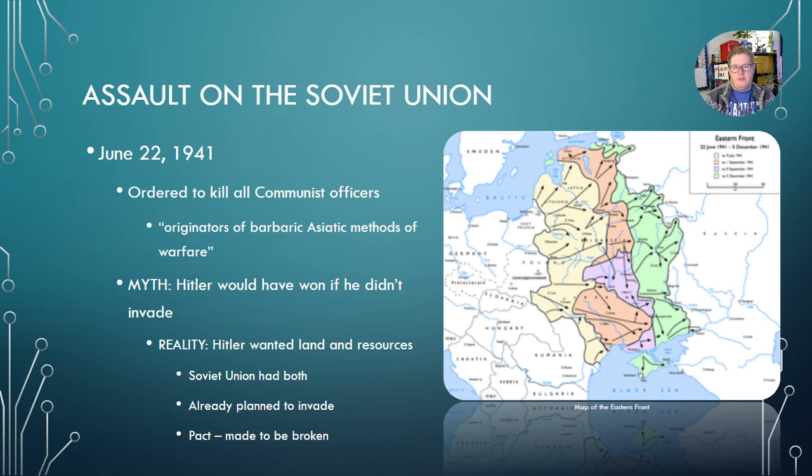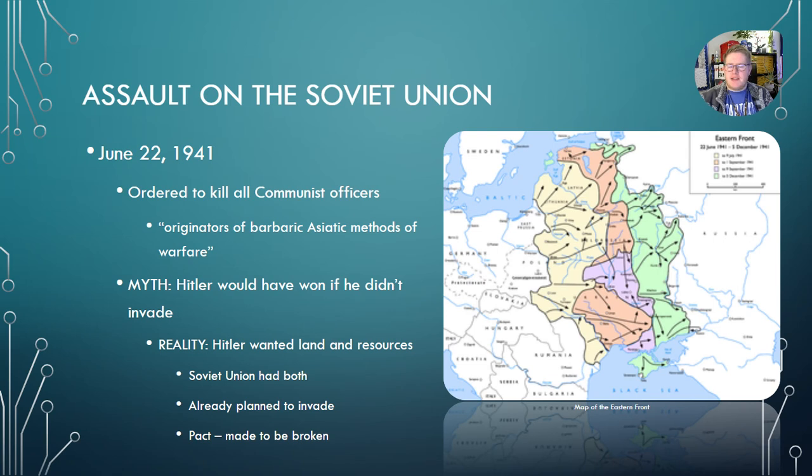Once that is done, he's going to turn on the Soviet Union, starting on June 22nd, 1941, giving the order to kill all Communist Party officers taken prisoner. This is known as the Commissar Order. Now, Soviet commissars were viewed to be the originators of barbaric Asiatic methods of warfare.